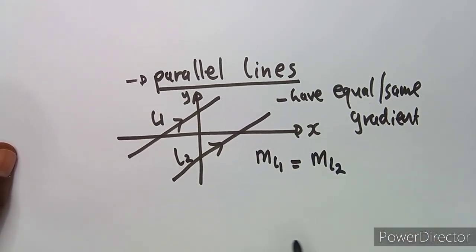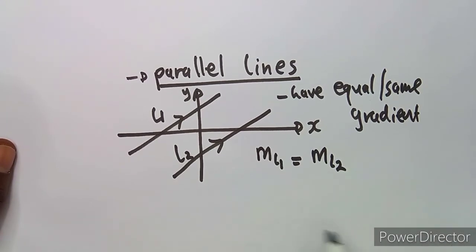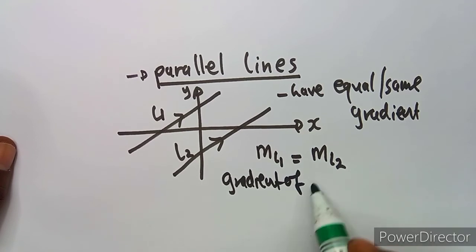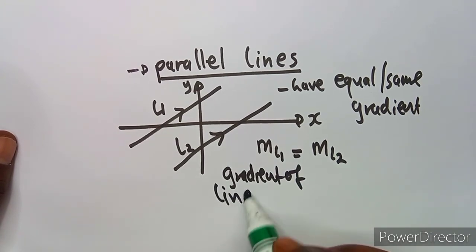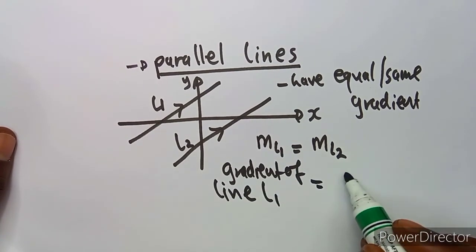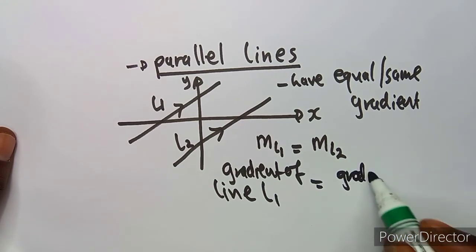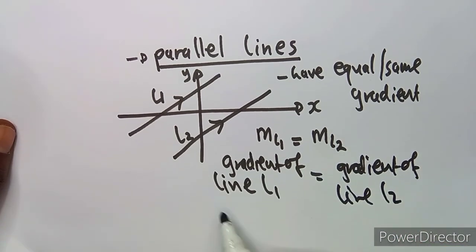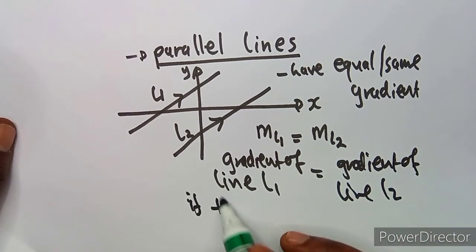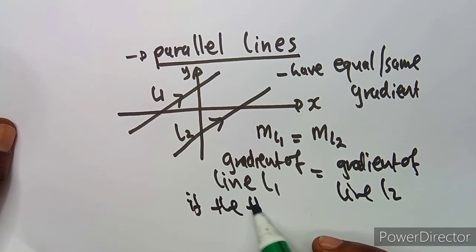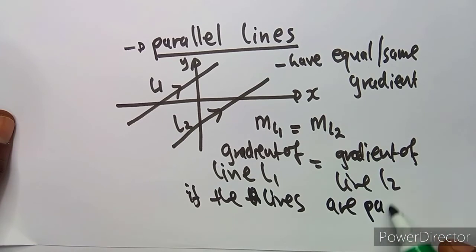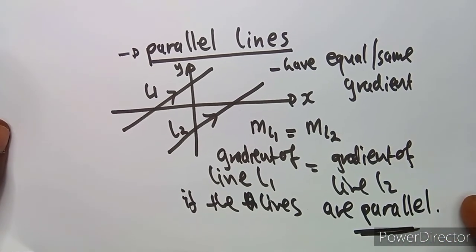We are simply saying the gradient of line L1 is equal to the gradient of line L2 if the two lines are parallel. If the lines are parallel. This is what you're supposed to have in your notes. This one, you're supposed to write it down.